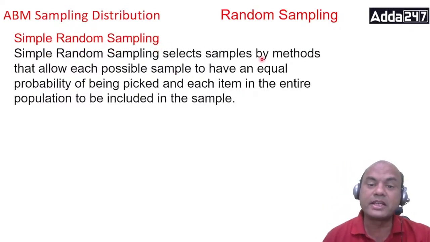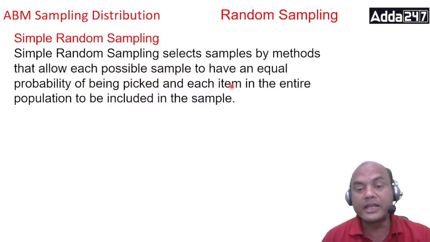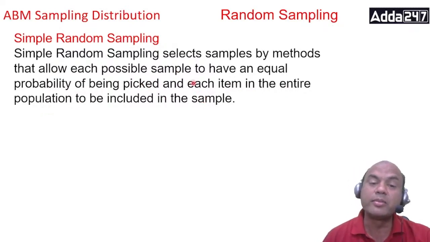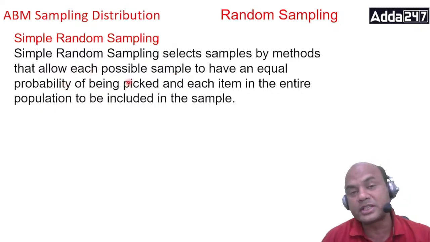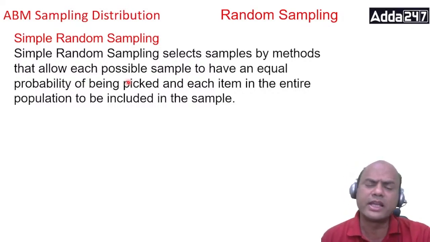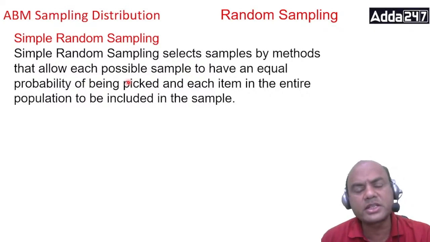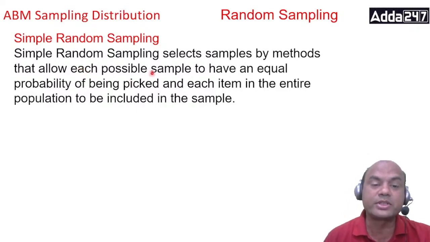Simple random sampling selects the samples by methods that allow each possible sample to have an equal probability of being picked and each item in the entire population to be included. Means what? Each possible sample to have equal probability. Just now I told you, any 10 students from the class of 100 students, any 10. So everyone has got a chance. So that's what is meant by simple random sampling. Each possible sample will have equal chance. Very important part over here.